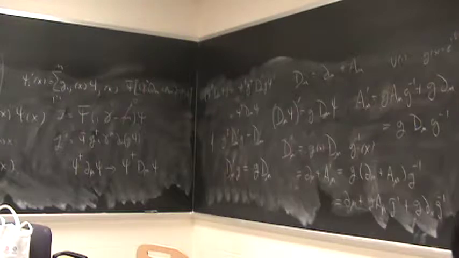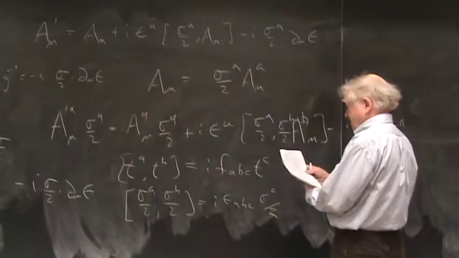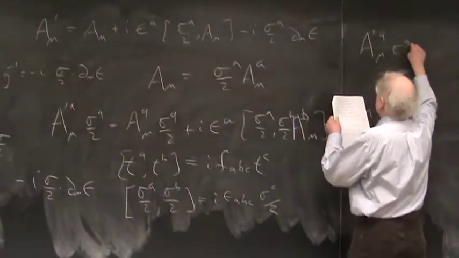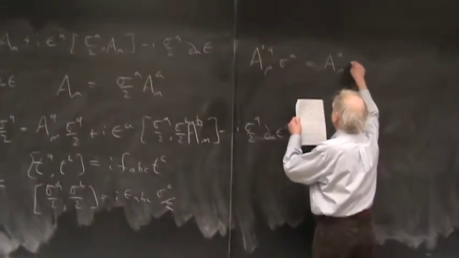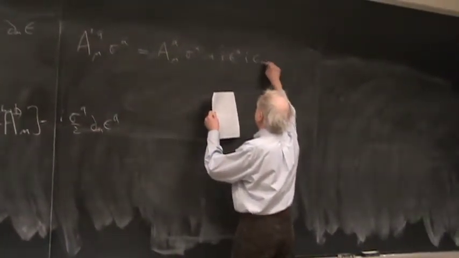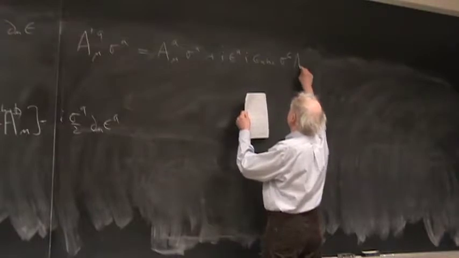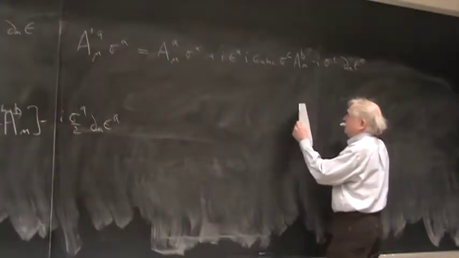So now we have this equation here. This term simplifies because of this, and what we get is A prime A mu. I guess I'm multiplying the truth by a factor of two. Now you have I epsilon A, but then you have I from the commutator epsilon ABC sigma C AB mu minus I sigma A D mu epsilon A.